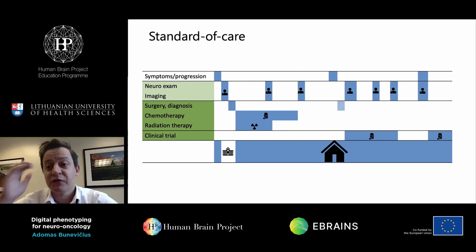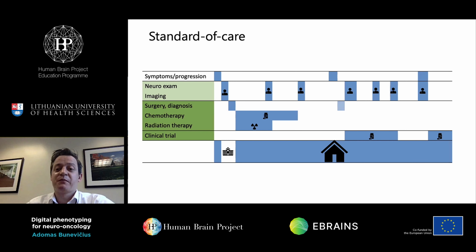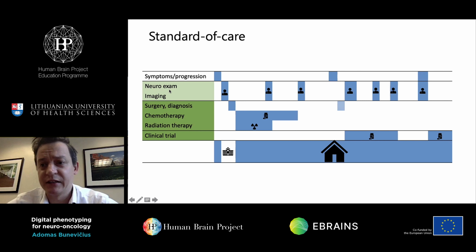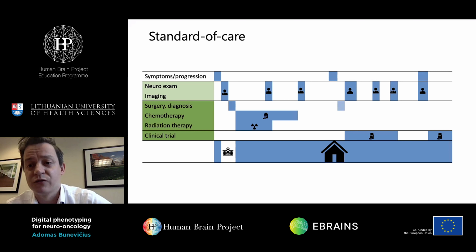So that's about treatment. So the standard of care now, when we see these patients with brain tumors, is that we typically follow their symptoms and progression, and we do a neuro exam, as you can see here. We see patients every so often in the hospital, depending on the disease. When they come to clinic, we do a neuro exam and we do some sort of brain imaging, because that's the best test to see the status of their brain disease.